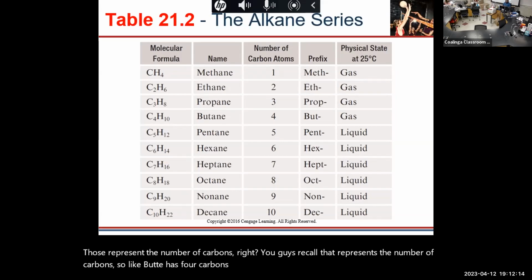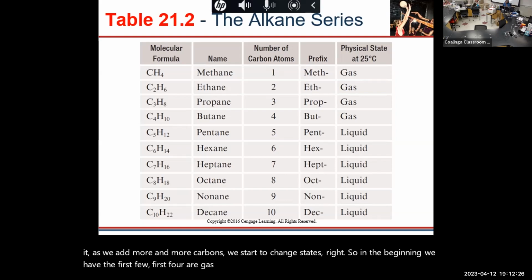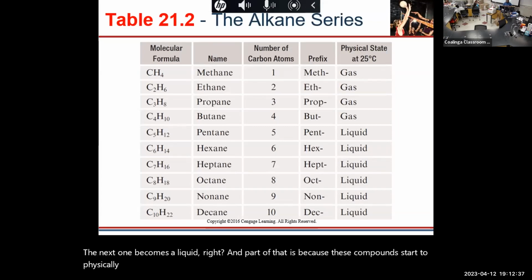Okay. Now if you also take a look at the physical state, as we add more and more carbons, we start to change states. So in the beginning, we have the first 4 are gases. The next one becomes a liquid. And part of that is because these compounds start to physically interact with each other. So they'll physically contact each other better.